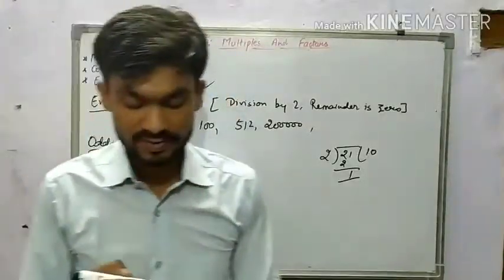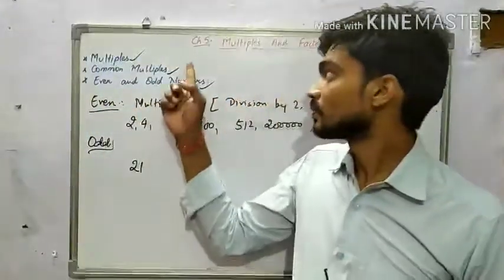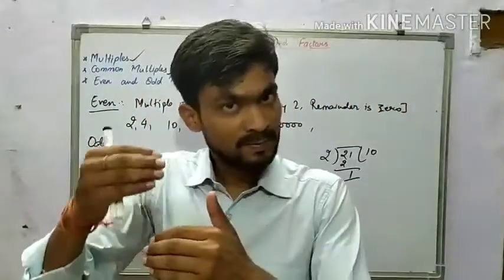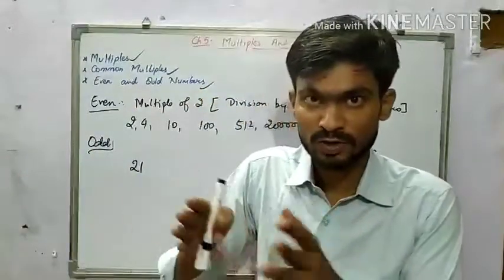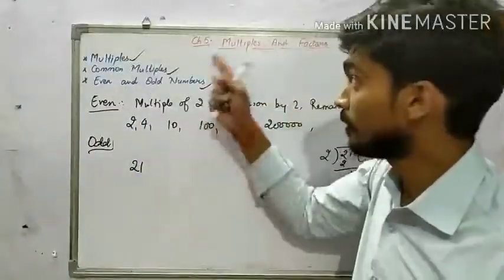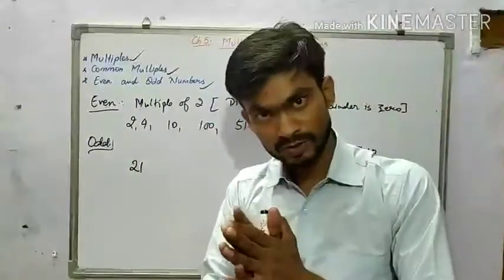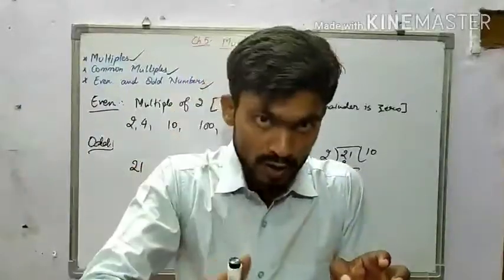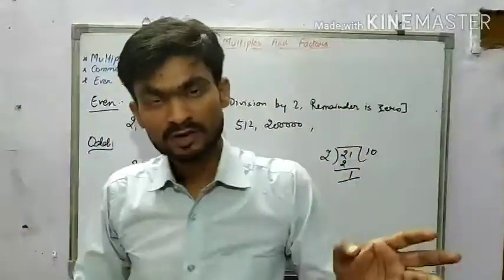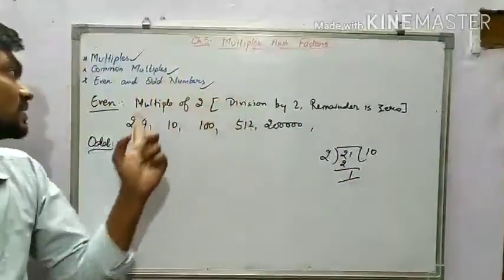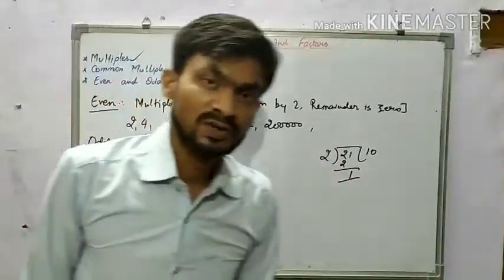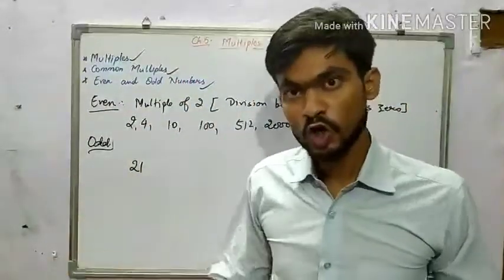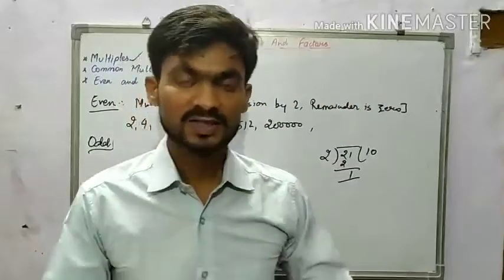So these three things we have studied. Let us quickly revise. We have studied multiples. Multiples are the numbers which are obtained by multiplying the given number by natural numbers like 1, 2, 3, 4, 5 and so on. Common multiples means when we get multiples of 2 or more numbers, we try to find the multiples which are present in all the given multiples. If they are common, those are called common multiples. And even and odd numbers. If a number is a multiple of 2, that is known as an even number, otherwise an odd number. Simple.